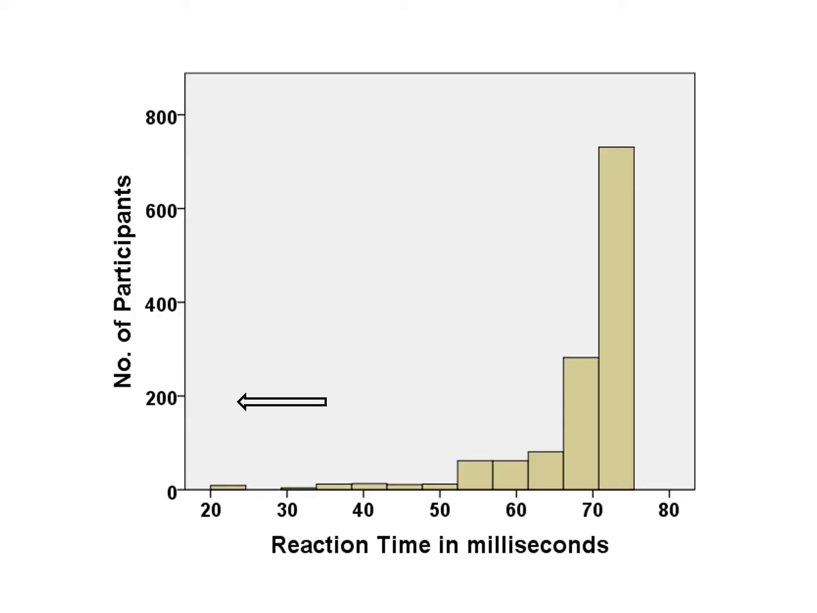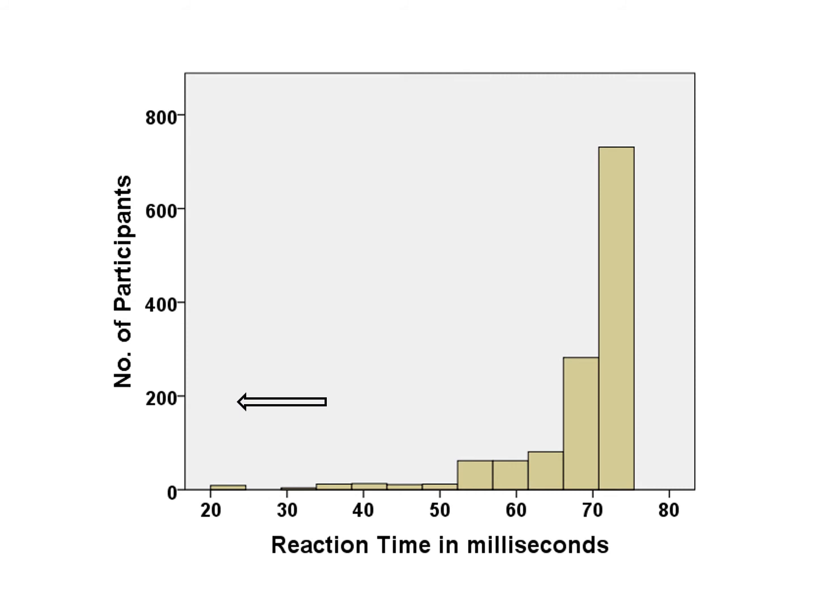Here's another negatively skewed histogram. It shows reaction times of participants in a psychology experiment where the participants had to hit a button when they saw a word. As you can see, the hump is on the right. Most participants took between 60 and 80 milliseconds to hit the button. There's a tail pointing to the left. A few people had reaction times of 30 or 40 milliseconds. You can see that one or two even reacted more quickly than that, in 20 milliseconds.